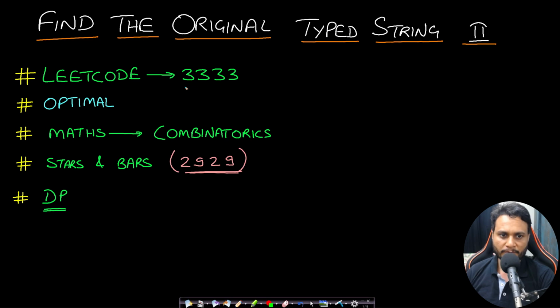which is from Leetcode number 3333. You can solve this problem by using maths and combinatorics using the stars and bars technique, which I have already explained in 2929. But in this case we will be seeing the optimal solution using the dynamic programming technique.